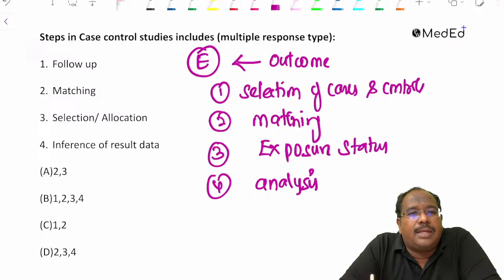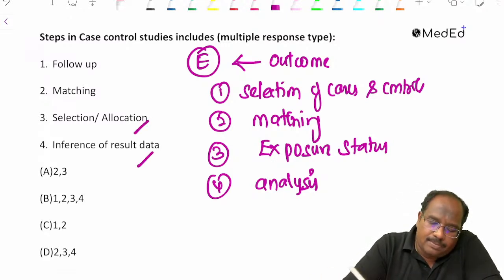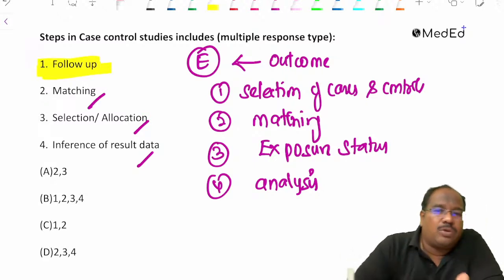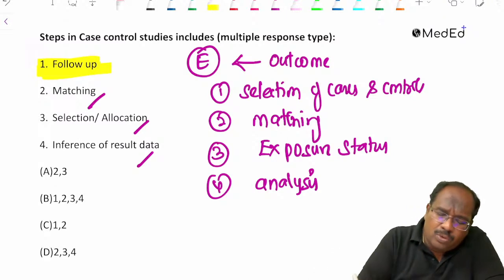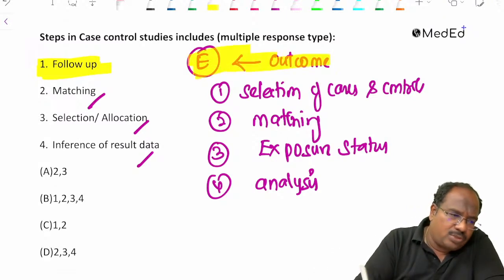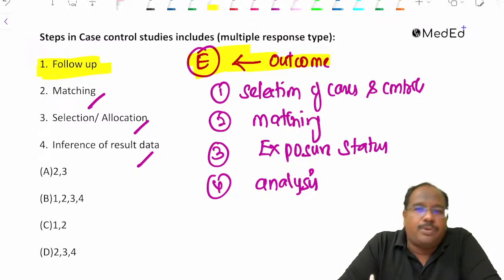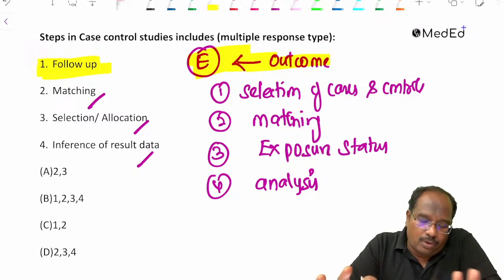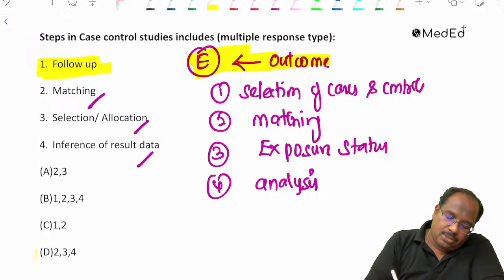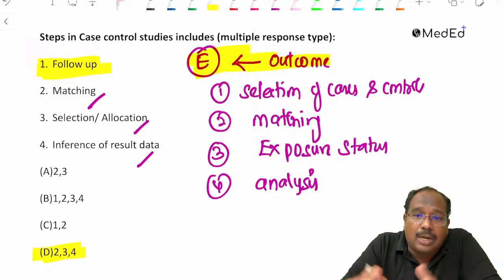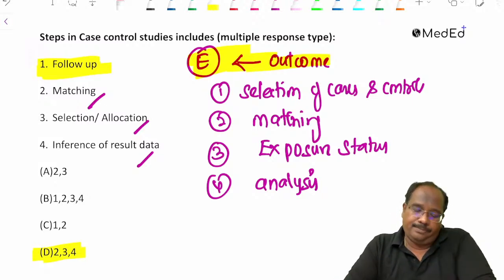Here, which one will not come? Inference will come, selection will come, matching will come. We are not going to do follow-up, because it goes from outcome to exposure, guys. There is no follow-up here. So since there is no follow-up, what is the answer for this question? 2, 3 and 4. Follow-up will be done in which study? Follow-up will be done in a cohort study, not in a case control study.